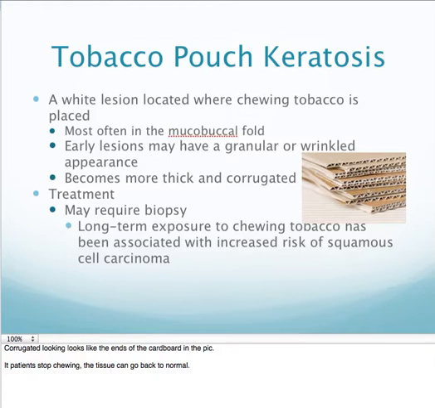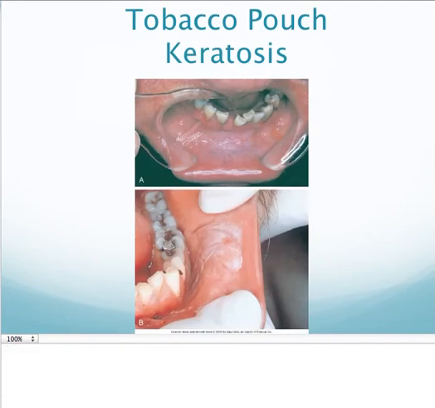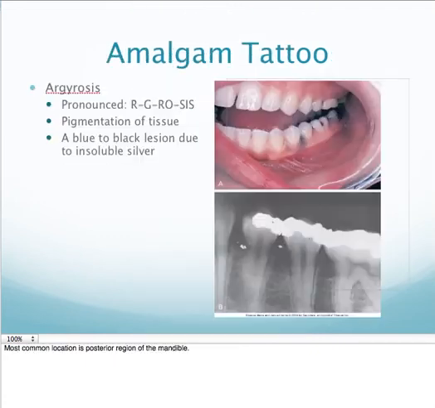If the patient stops chewing, can the tissue go back to normal? Yes. If the patient stops using chewing tobacco, the tissue will heal and return to normal. So how do you treat this? Well, it may require a biopsy. If you're having someone chewing tobacco for a long term, they have a super increased risk of squamous cell carcinoma, which is the oral cancer that is common with chewing tobacco. There's a picture of it. Again, it's a white lesion, mostly on the mucobuccal fold.